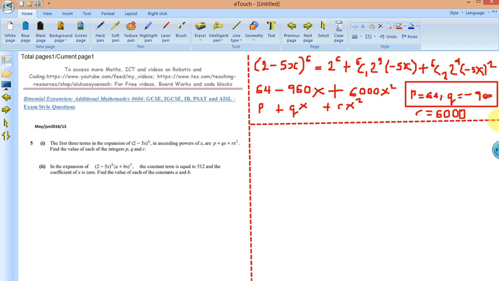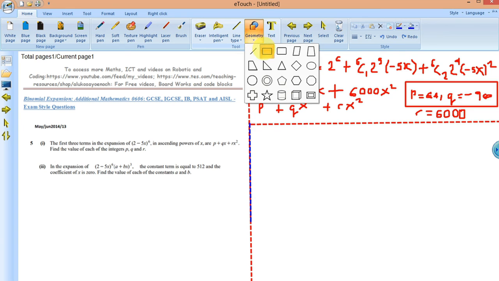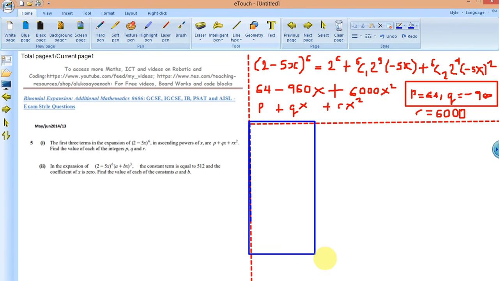If you don't mind, we can change the color. I like to work in blue. Yeah, why blue? Why do you like it blue? I'm sorry, guys. I just like it.